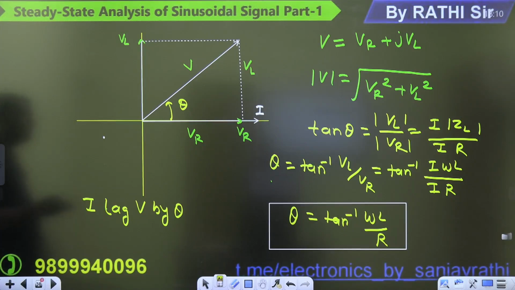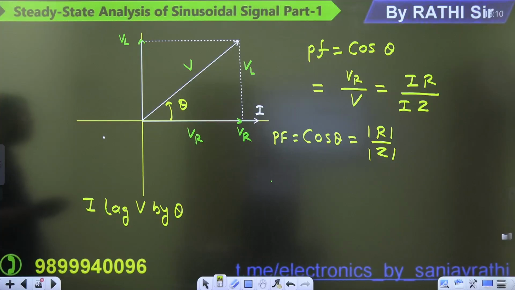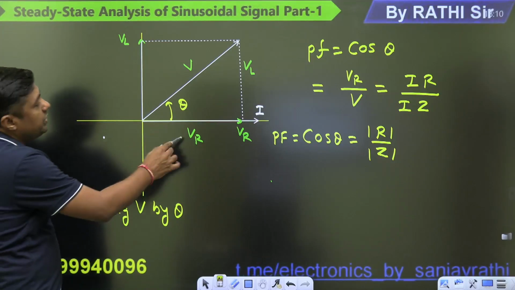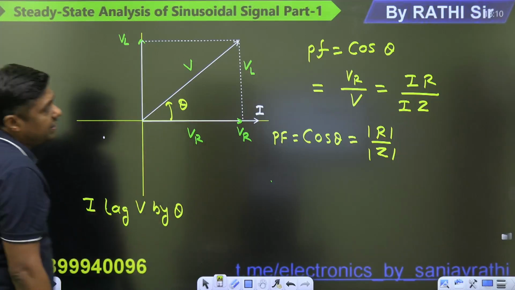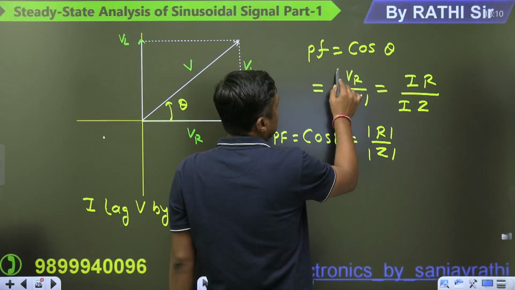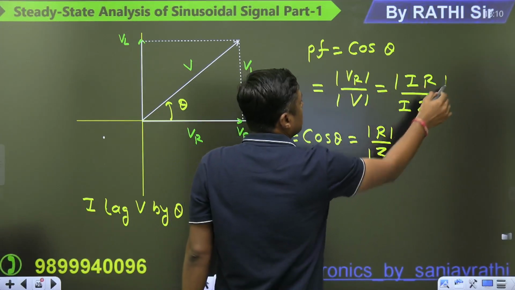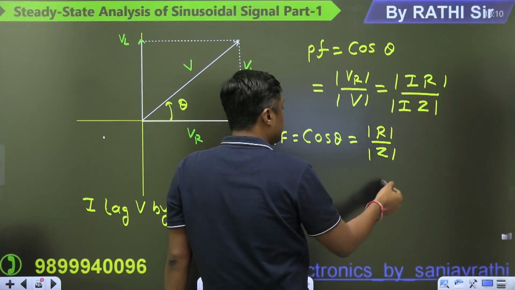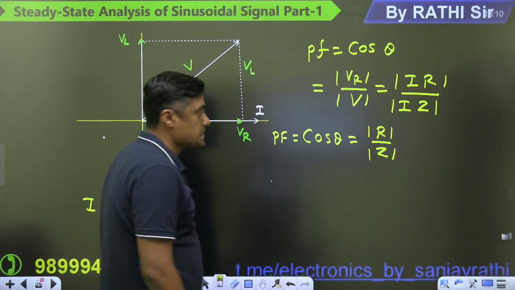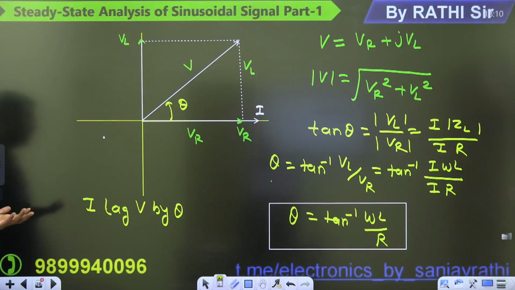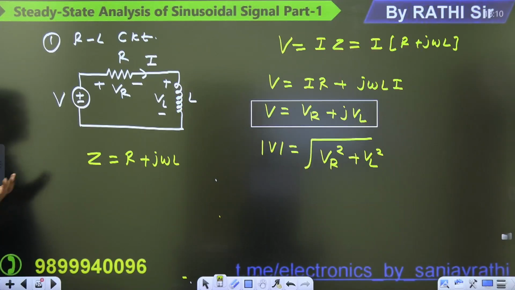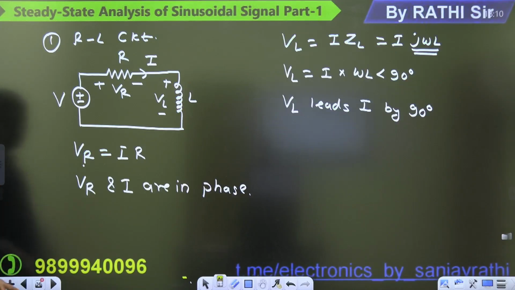And then power factor is cos theta. So we can write VR by V. What is the VR? IR. What is the V? IZ. This is the magnitude. I cancels, so R by Z. Finished. So this is about the inductive circuit, the power factor, theta for the RL circuit, and the phasor: current lags the voltage, the resultant, and so on.